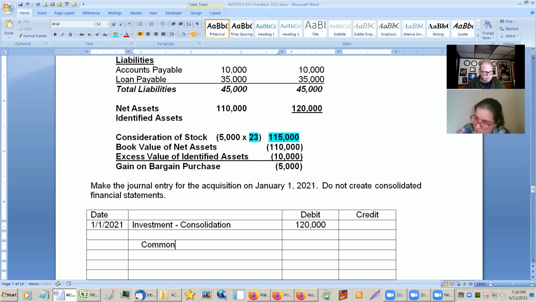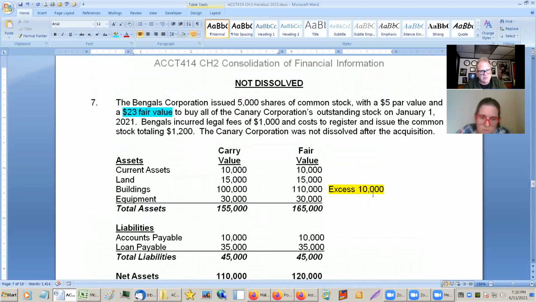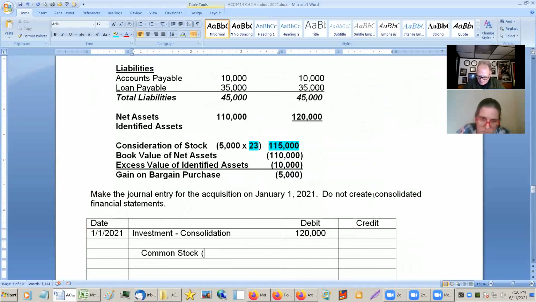Common stock. The same as before, right? $5 each. Right? 5,000 times.